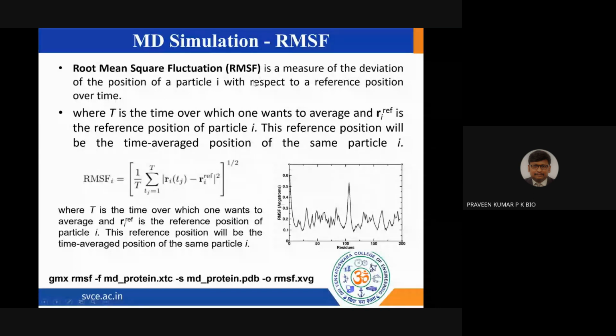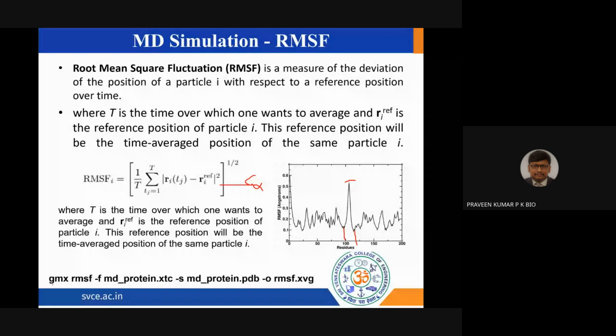RMSF, root mean square fluctuation. Root mean square fluctuation tells you about carbon alpha fluctuations, C alpha fluctuations. In this plot, RMSF is on the y-axis and residue number is on the x-axis. If you find a large peak here, then at this particular residue, the amino acids of the protein are not stable. If you find more peaks, this amino acid region alone is not stable. So this is how we show the result for RMSF, based purely on the carbon alpha fluctuations.